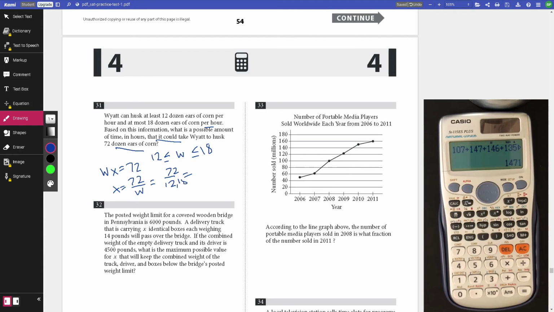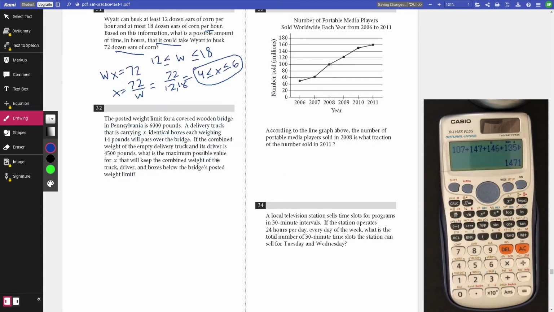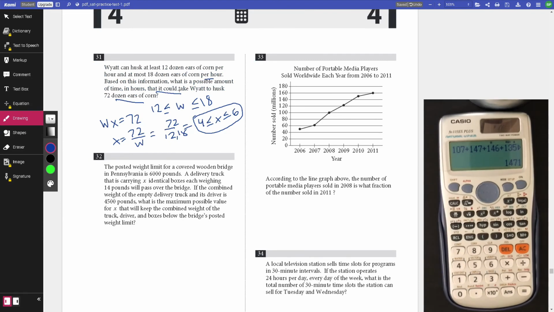So it can be anywhere from 12 or 18, anywhere from 4 to 6, since 72 divided by 12 is 6. That's the most amount of time it can take. 72 divided by 18 is 4. So anywhere from 4 to 6 is the correct answer. I would just go with 4. It's easier division in my opinion. Or I would, never mind. I would go with 6, since 72 divided by 12 is a common multiplication fact.